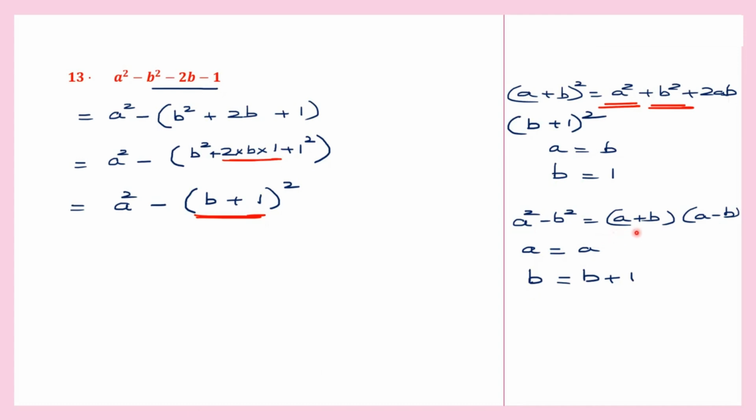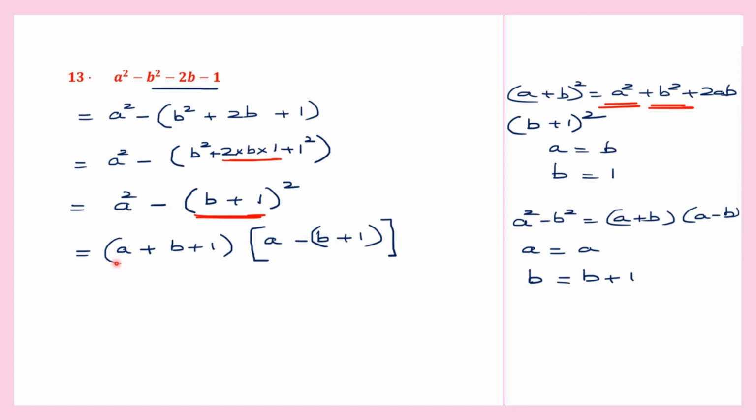So now I'm going to write a plus b, that is this plus this, into a minus b, that is this minus this. So this will be a plus b. So a plus b is b plus 1. This is b into a minus b. A minus, what is b? B plus 1. Now because minus is there, I've put this within brackets. That's why we have another bracket.